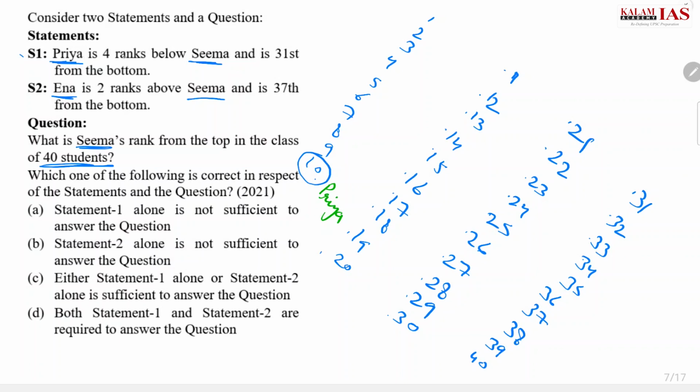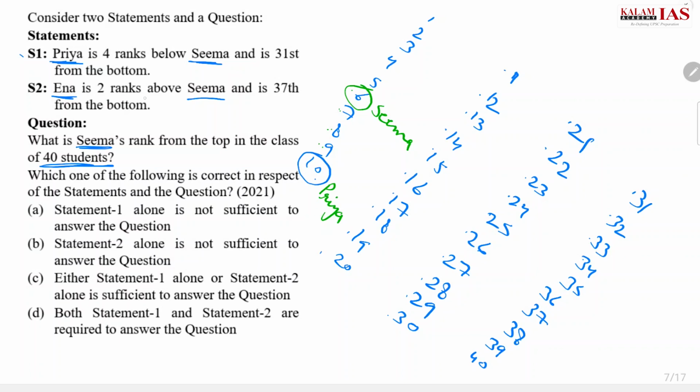And she's 4 ranks below Seema. So that means Seema is 4 ranks above Priya. That means this is Seema. 1, 2, 3, 4. This is Seema. 1, 2, 3, 4. So Priya is 4 ranks below Seema.